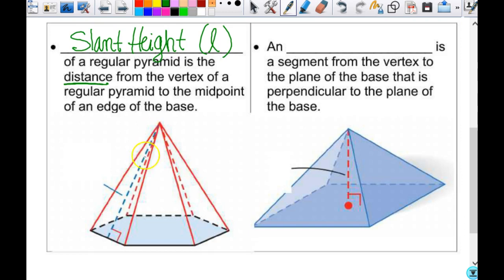So this blue dotted line right here, I know yours isn't blue, but mine is, this is the slant height. And it is that lowercase cursive L there. So we don't call it the slant altitude because it is the distance. It's not the segment itself. I mean, those are kind of used interchangeably too.